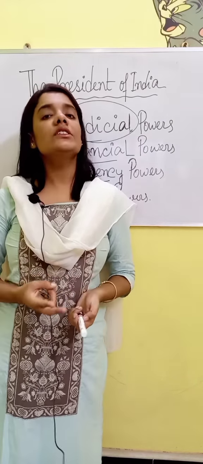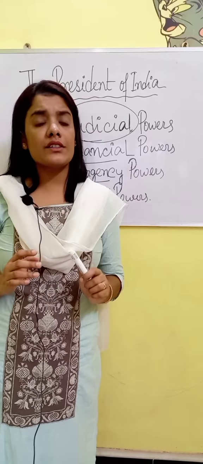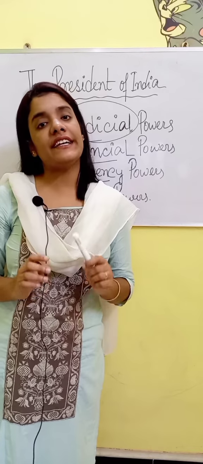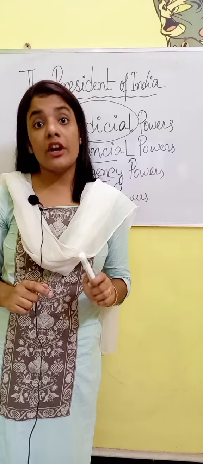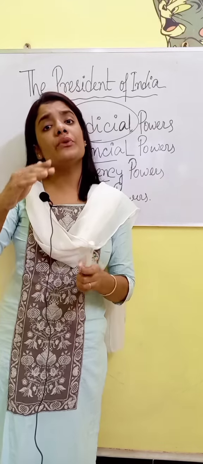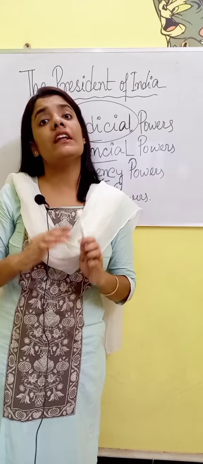Now, what about the third judicial power? The President of India can grant pardon to any criminal who has been given a death sentence by the Supreme Court. Not only this, he can also reduce the duration of punishment of any criminal who has been given a long-term punishment. So these are the three judicial powers that are enjoyed by the President of India.